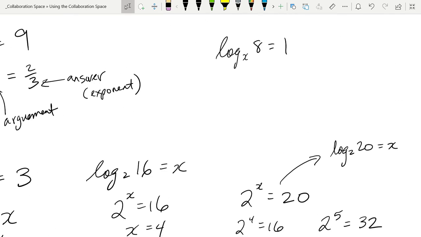So in other words, think about this in exponential form. A base of x to an exponent of 1 is 8. What must x be? x must be 8. In fact, I think we've probably got ourselves a rule here.